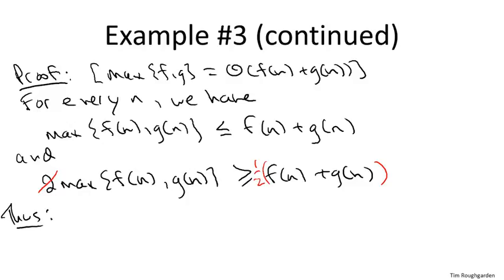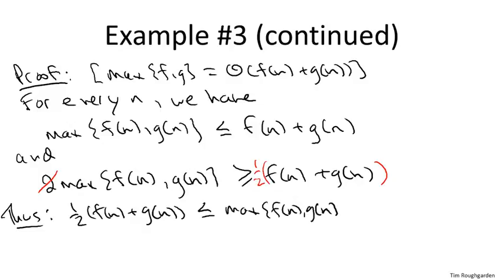And now we're pretty much home free. What does this say? This says that for every possible n, the maximum is wedged between suitable multiples of the sum. So 1/2 times f of n plus g of n is a lower bound on the maximum. This is just the second inequality that we derived. And by the first inequality, the maximum is bounded above by once times the sum. This holds no matter what n is, any n at least 1.